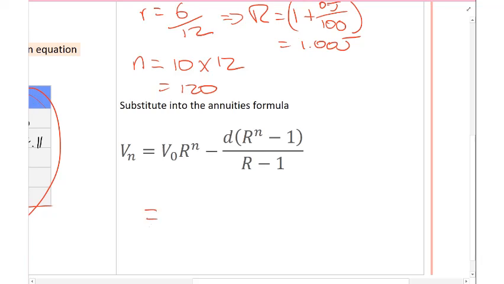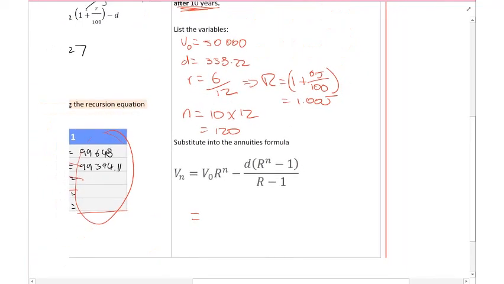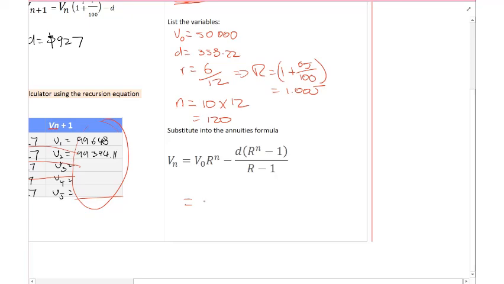Okay. I put all those values into this. So I'm going to draw it out. And this is why this gets a little bit messy here. So I'm going to put in here 50,000.